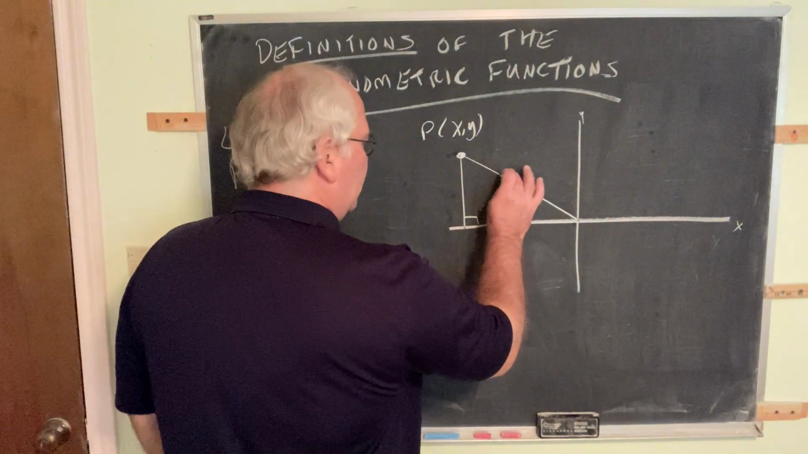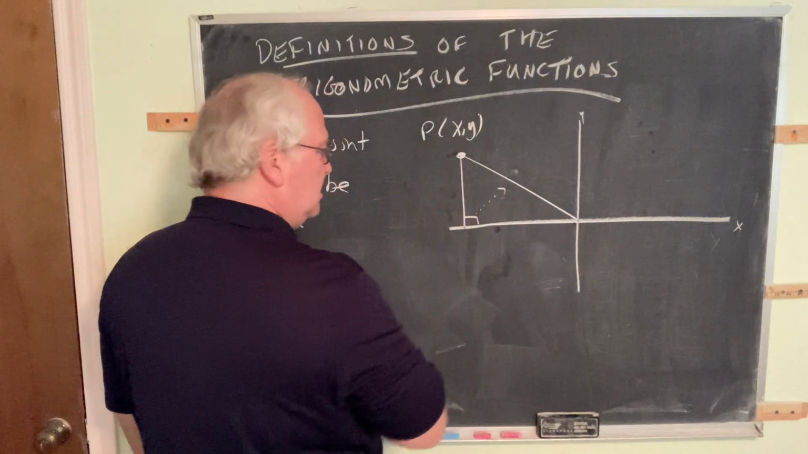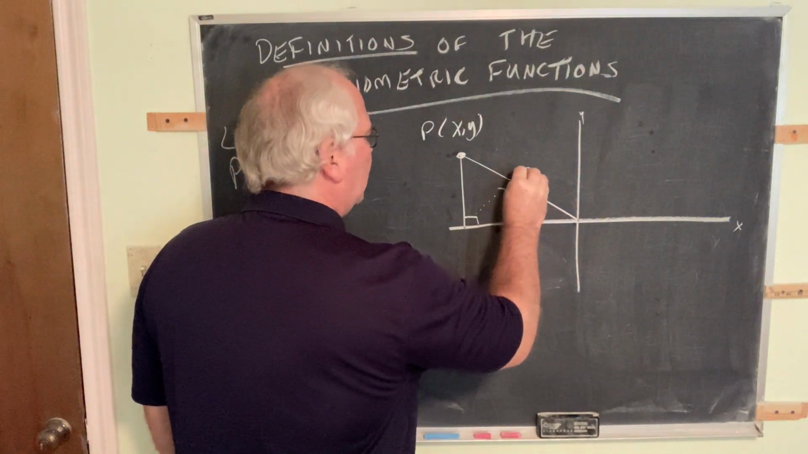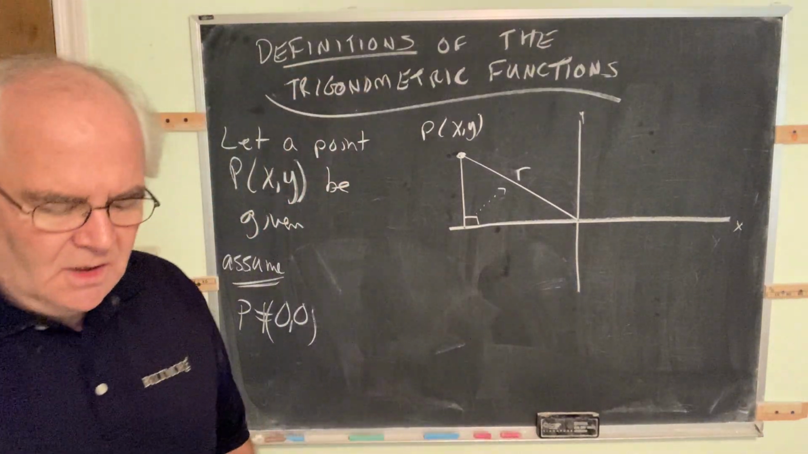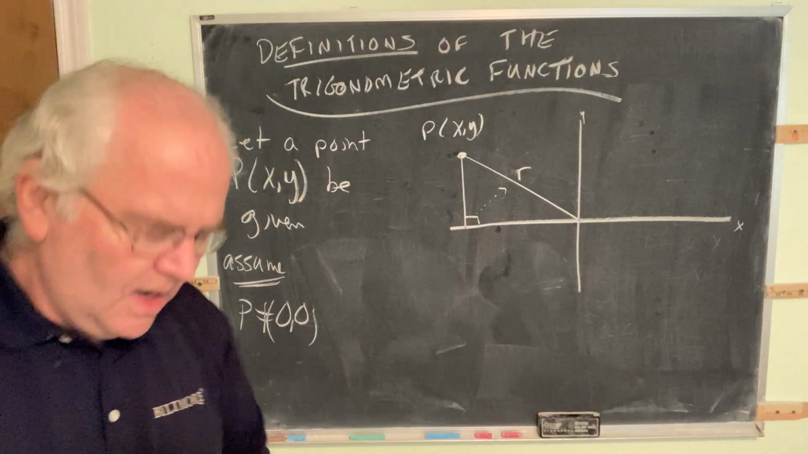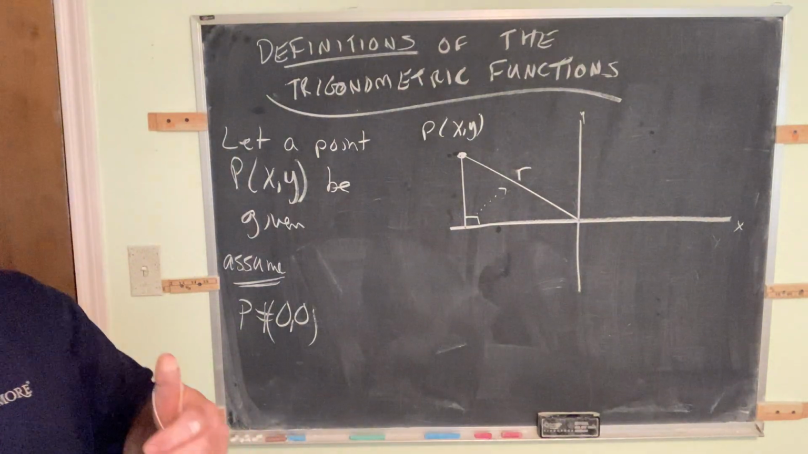We're going to label this not with the letter H for hypotenuse. We're going to label this segment with the letter R. Everybody does it that way. You might as well be with everybody else. Here's why we label this R.